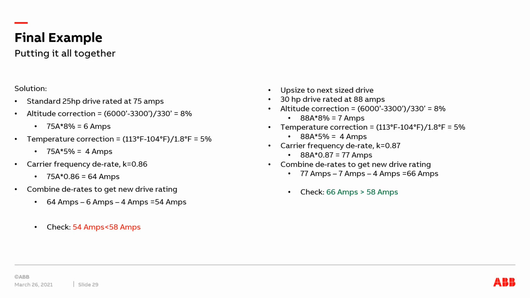So we'll combine all our derates. We start with 77 amps. We'll subtract the 7 amps from the altitude correction, and then we'll also subtract the 4 amps from the temperature correction, which gives us a new maximum current output due to derate of 66 amps. We do our check, and we see that 66 amps is greater than 58, so we know that the 30 horsepower drive will work in this application.